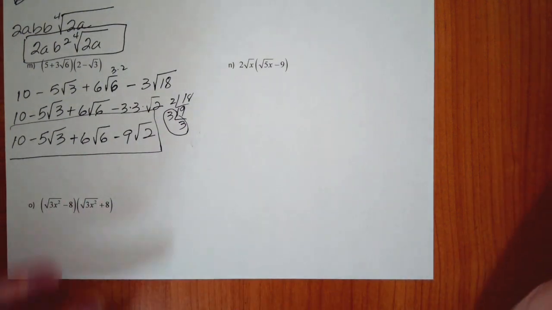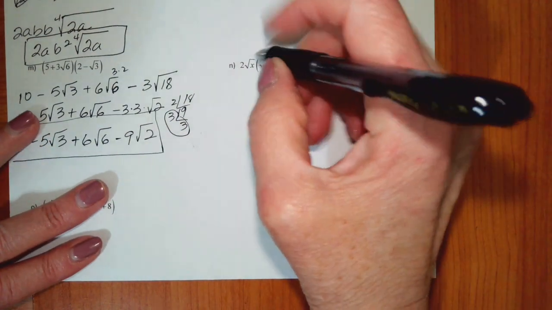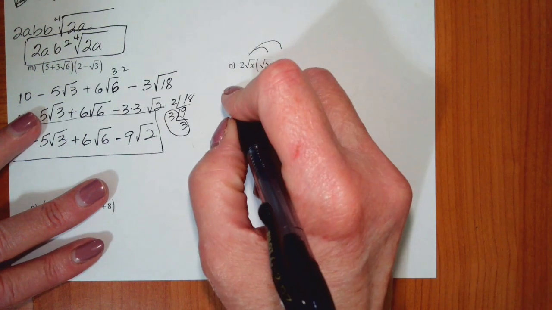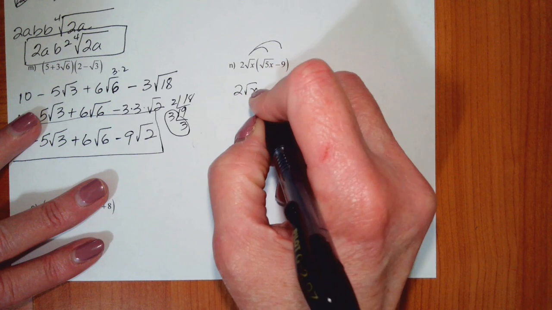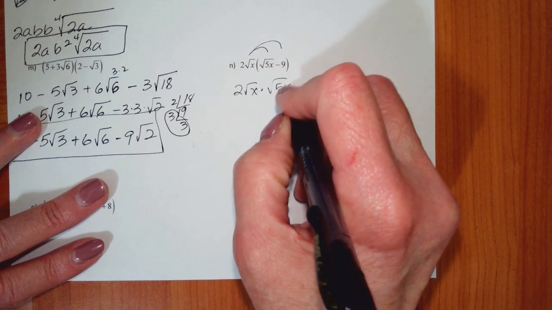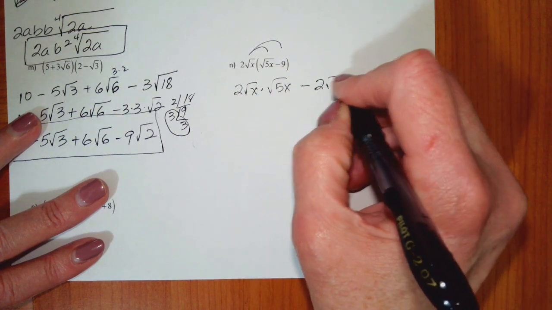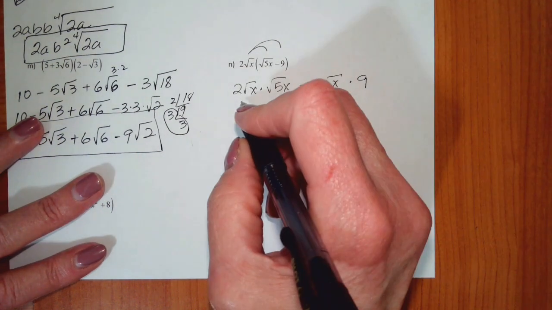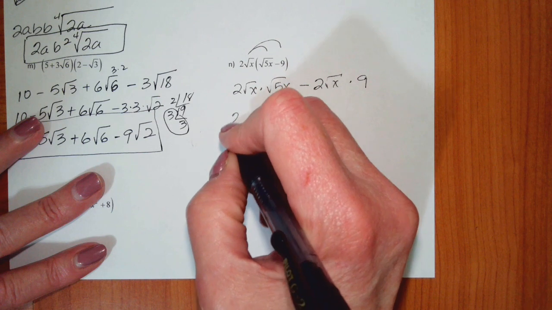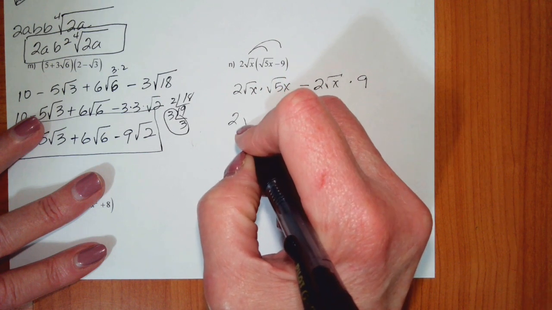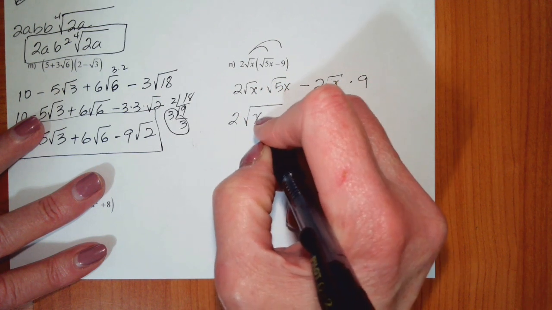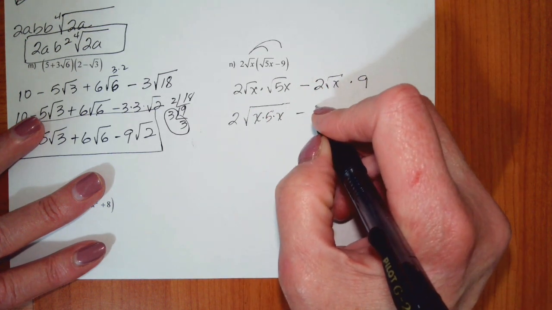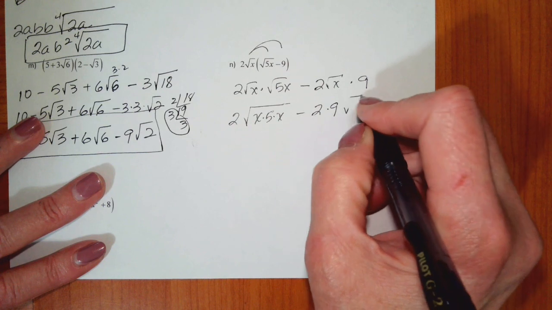Okay, this is just a distribution problem. So I'm going to multiply this times each thing in here, so this becomes 2 root x times root 5x minus 2 root x times 9. So this becomes 2 times the square root of x times 5 times x, minus 2 times 9 times the square root of x.